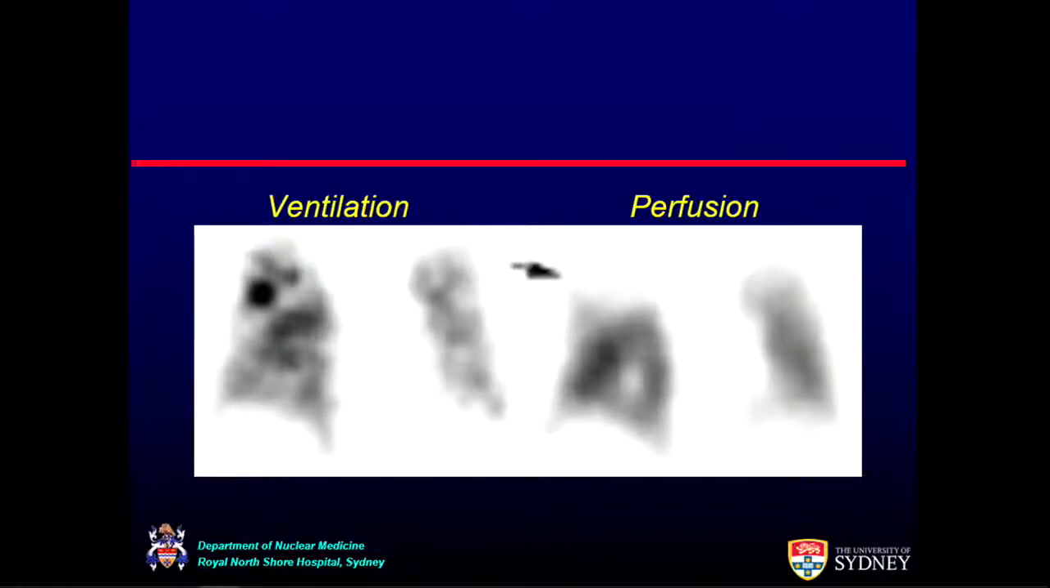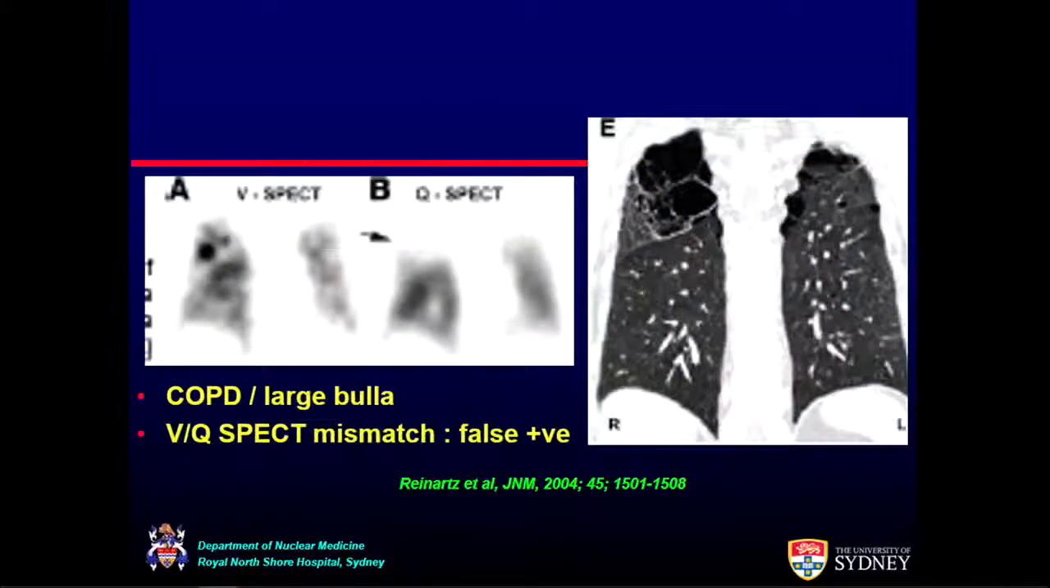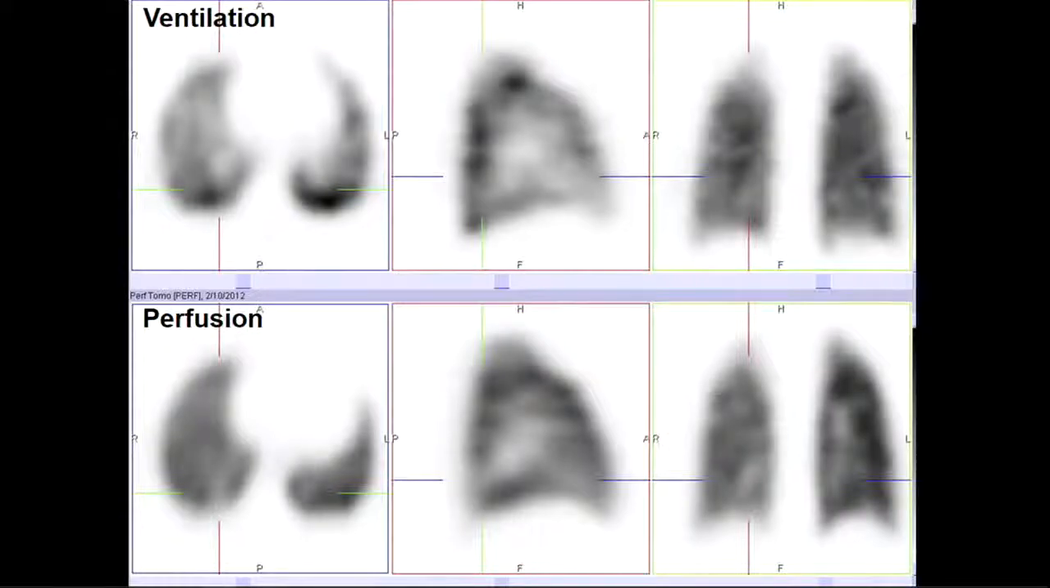So this is a nice example from the Arkin paper. You can see that there's obvious mismatch at particularly the right upper lobe, probably the left. Is this PE? No. No, says Marika. She's seen this before. What's going on here is that when you've got the CT, you can see that you've got a lot of bullous lung disease up there. That's why there is no perfusion in the upper lobe. So without the CT, this would have been a false positive. So you do need that anatomical information which SPECT CT gives us.